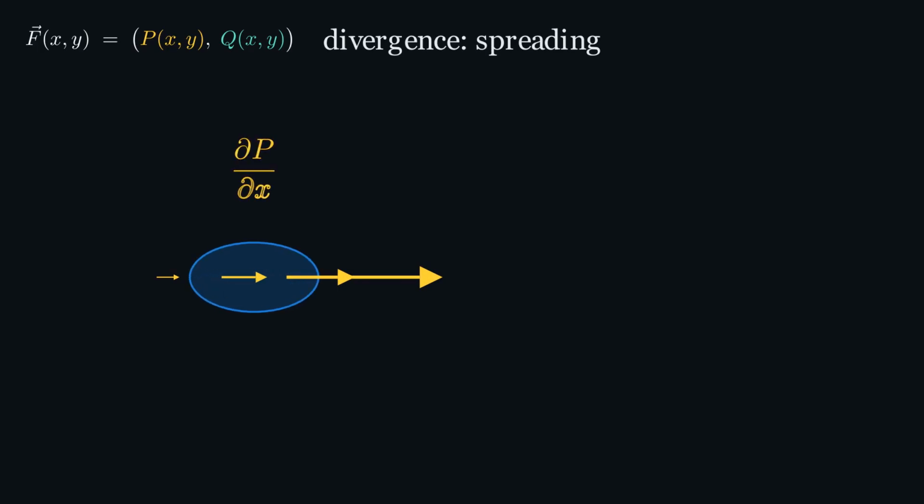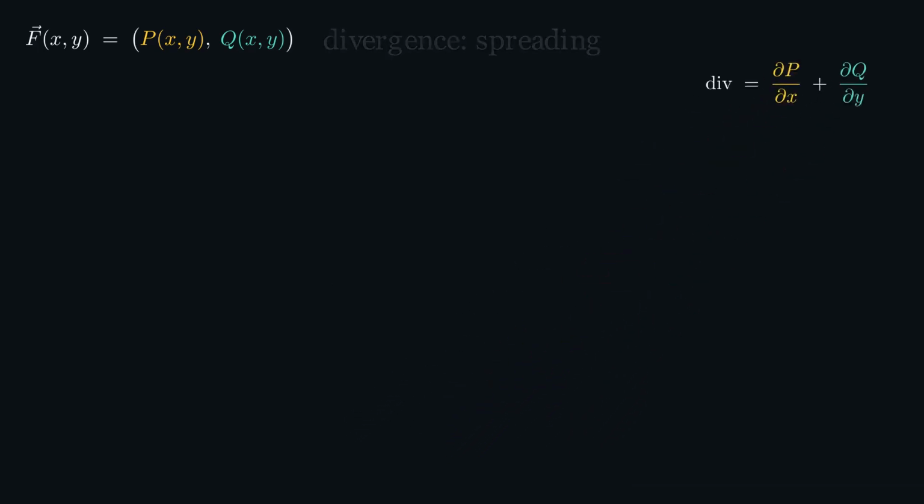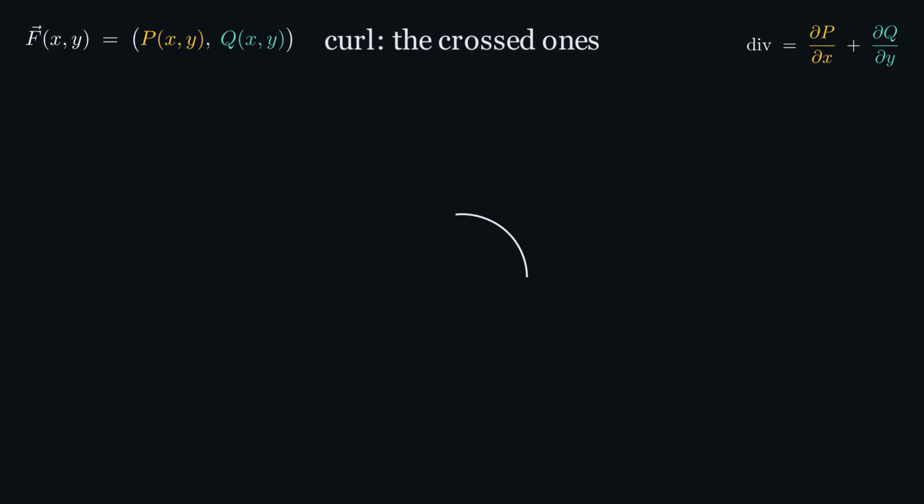Divergence measures spreading, so it asks, as I move right, does the rightward push P get stronger? That's the rate of change of P in the X direction. Plus, as I move up, does the upward push Q get stronger? Rate of change of Q in Y. Add those two, that's divergence. Both are about a component growing in its own direction. That's what spreads the blob.